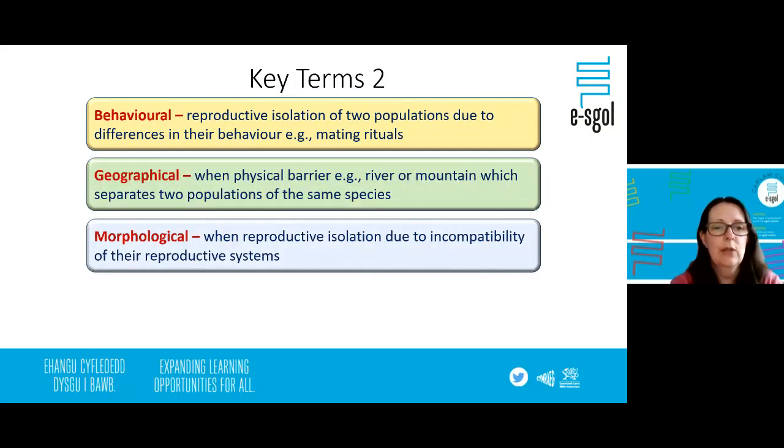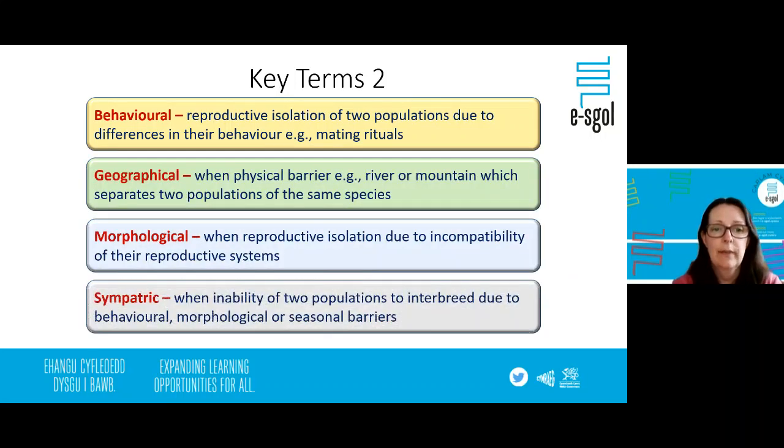Then we're going to look at these terms here relating to isolation. We've got behavioural isolation, geographical isolation, and morphological isolation. This is when populations, due to differences in their behaviour, are not able to reproduce, where we've got a physical barrier that we've mentioned earlier, where there may be a difference in reproduction, and then also a seasonal change, which will lead to populations not being able to interbreed.